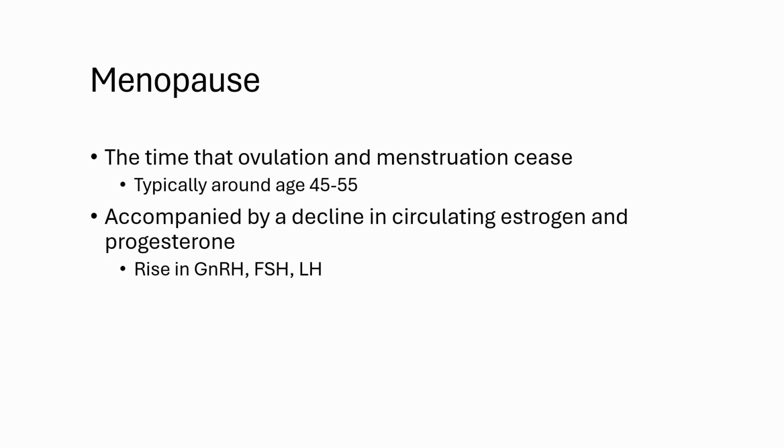Menopause. This is the time that ovulation and menstruation ceases. It's typically around age 45 to 55. And it's accompanied by a decline in circulating estrogen and progesterone. And there's a rise in gonadotropin-releasing hormone, FSH and LH.